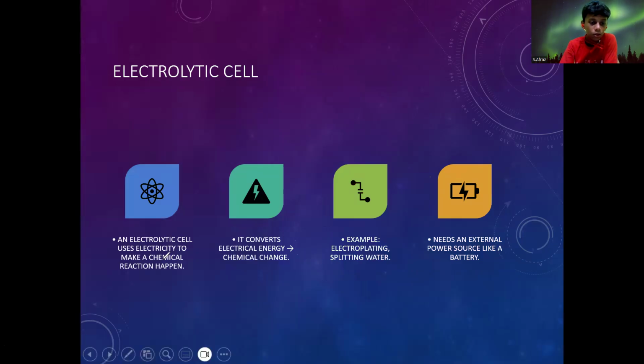An electrolytic cell uses electricity to make a chemical reaction happen. It converts electrical energy into chemical energy. For example, electroplating or splitting water needs an external power source like a battery. Okay, now let's move on to the next slide.